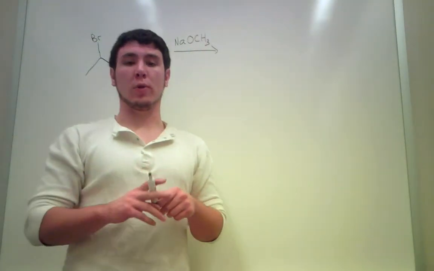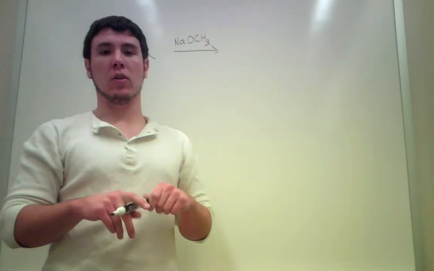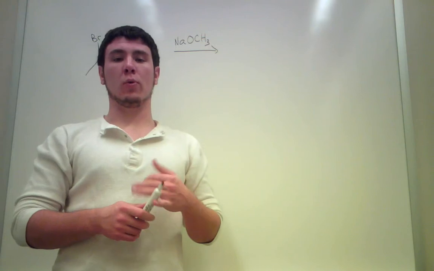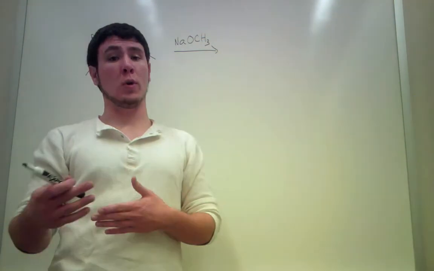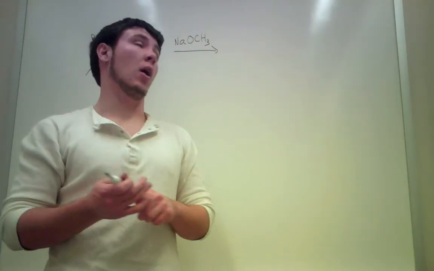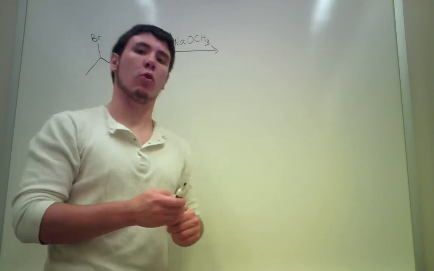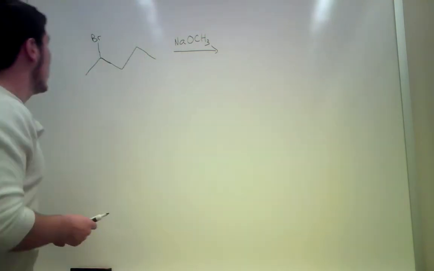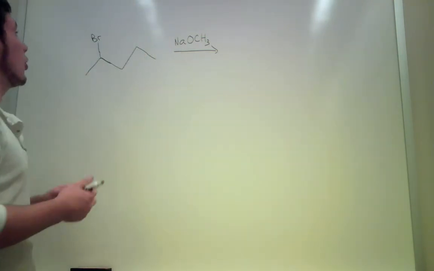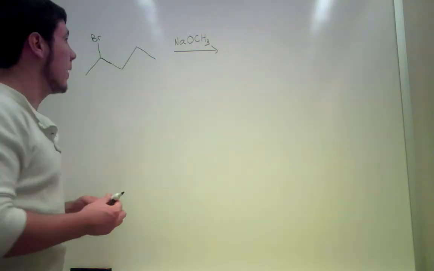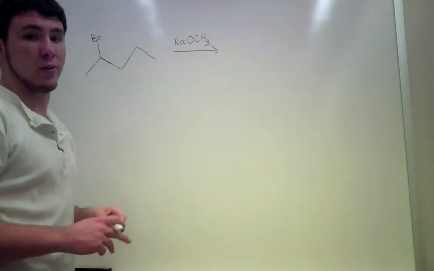Alright, we're going to be going through another reaction here on deciding whether we've got a strong base or nucleophile or a weak base or nucleophile, determining what reaction will follow after that, and then the mechanism for that reaction. So we've got a 2-bromopentane here, and it's going to be reacting with sodium methoxide.